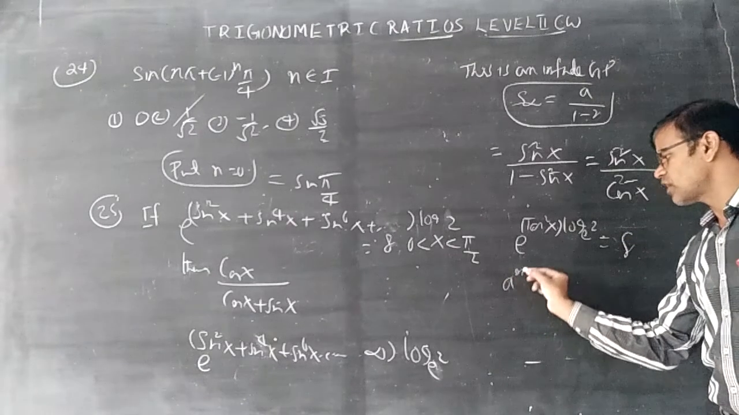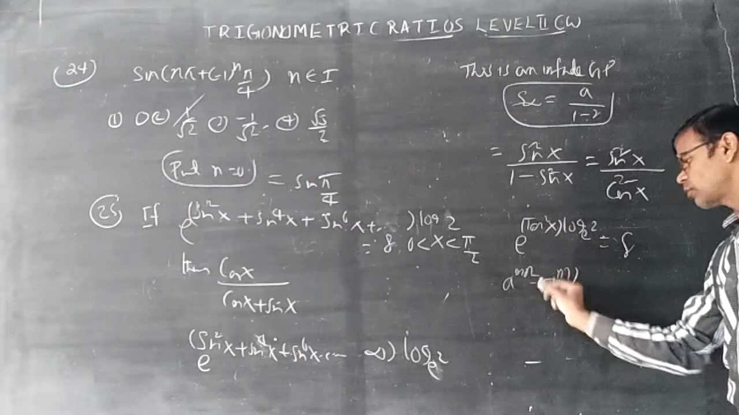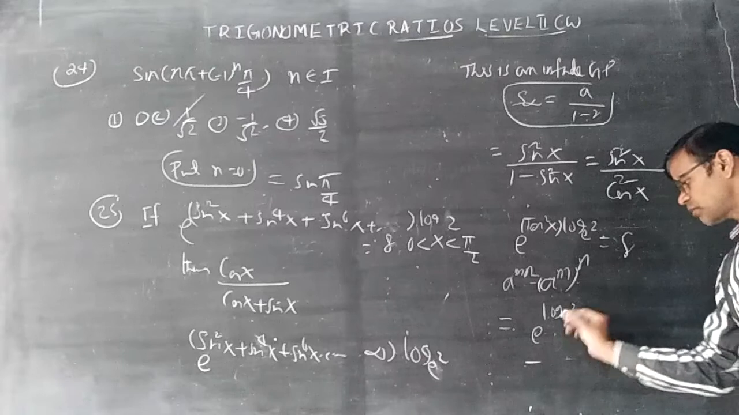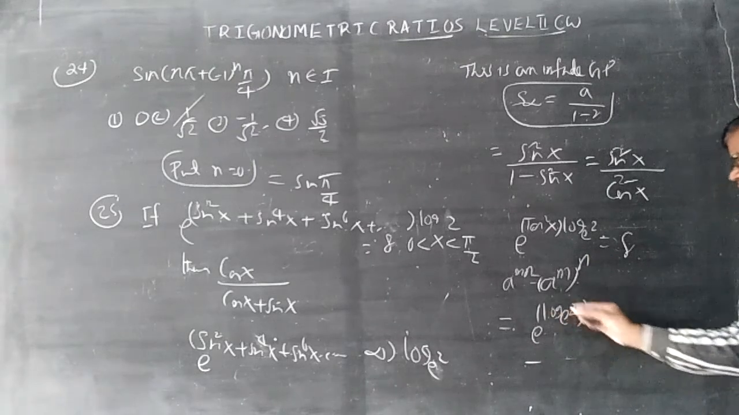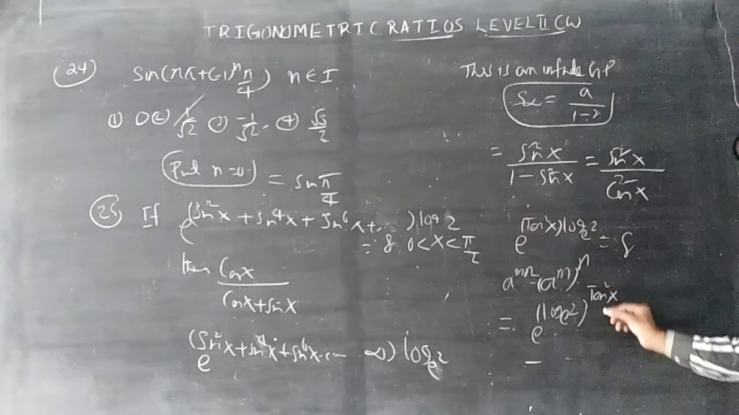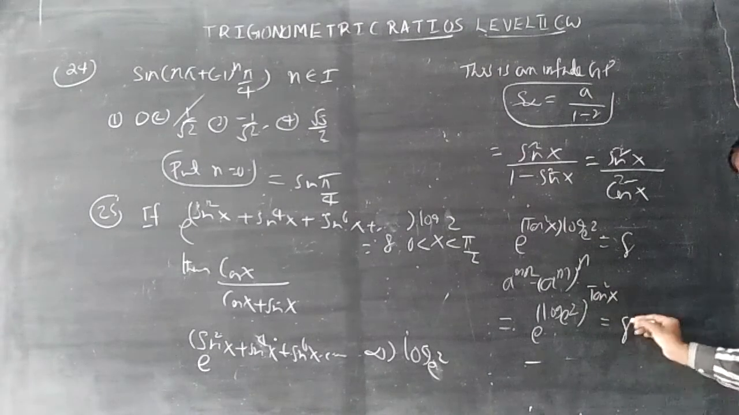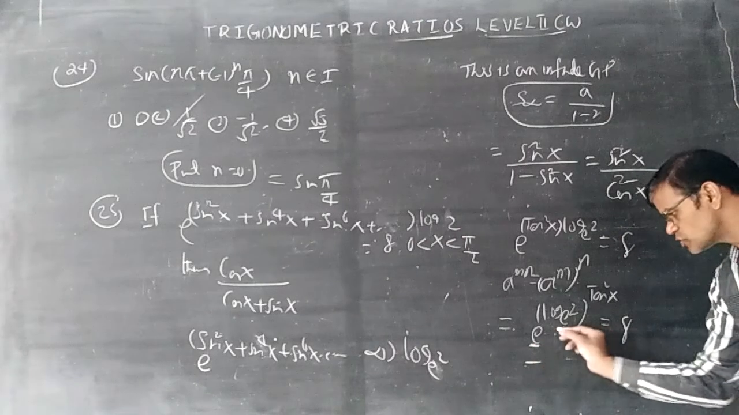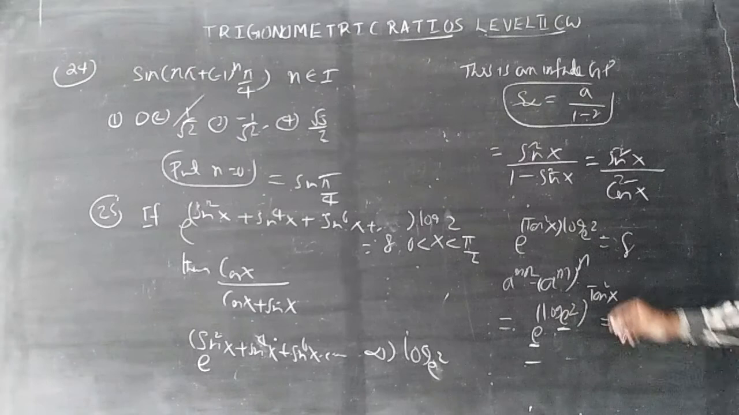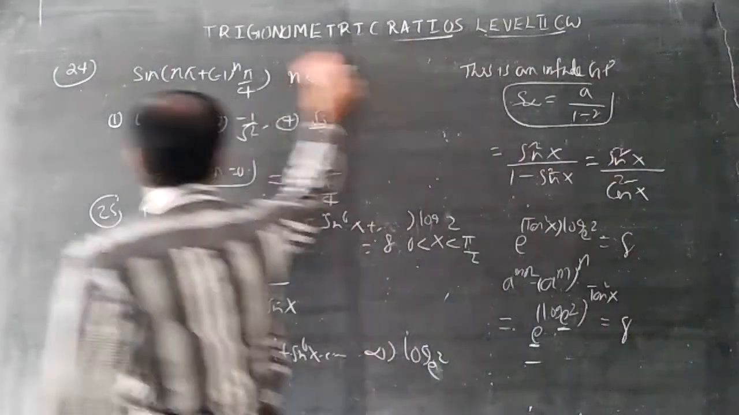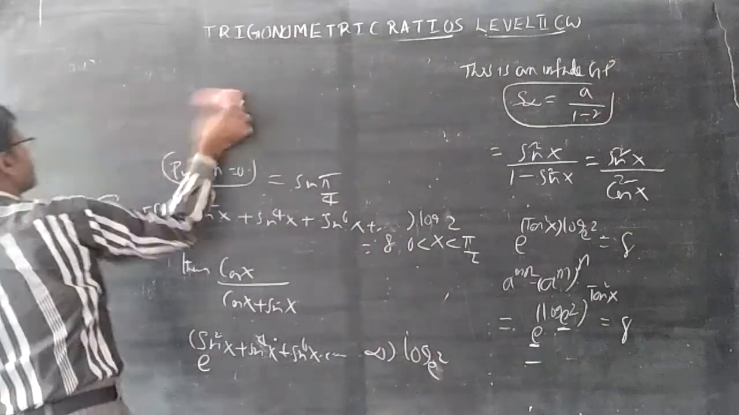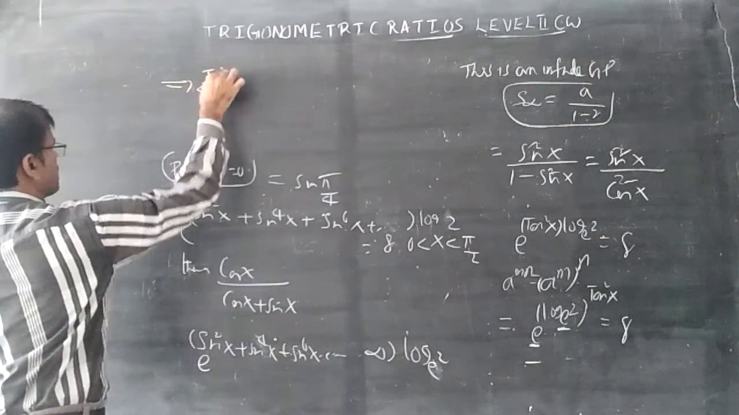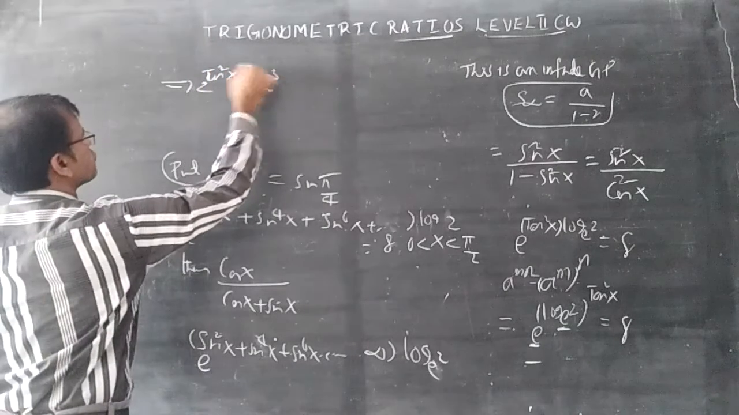Did you remember the formula? A power mn is equal to a power m whole power n. You can understand e power log 2 to the base e, if any base is not there, you should apply base e, whole power tan square x is equal to 8. Students, the formula is there that whenever e is here, the same base you are taking for logarithm, this and this will get cancelled, and you will get the value directly 2. Whatever the power is there, you get 2 power tan square x. Now that implies 2 power tan square x is equal to 2 cube.